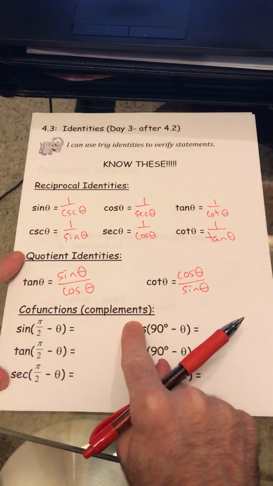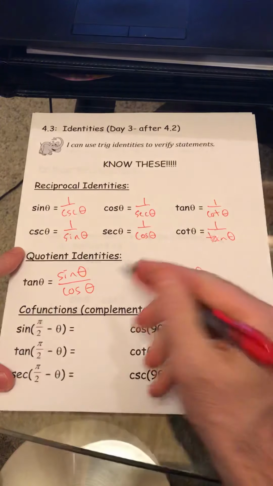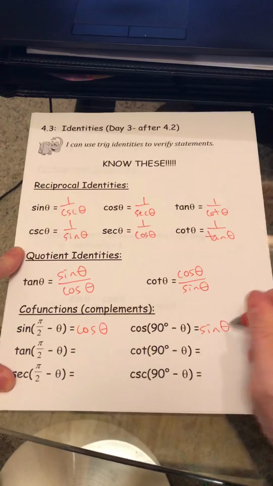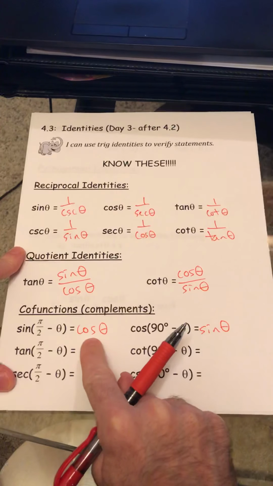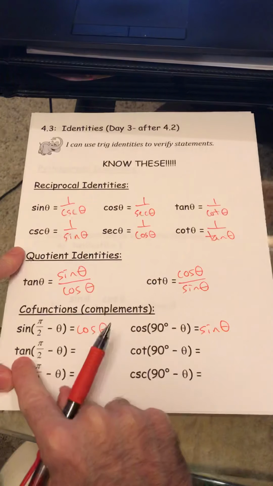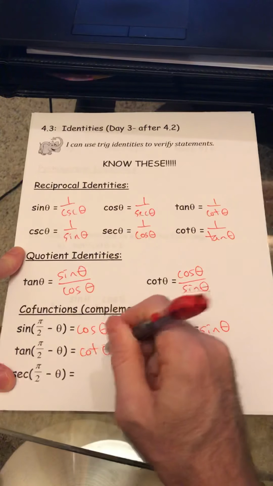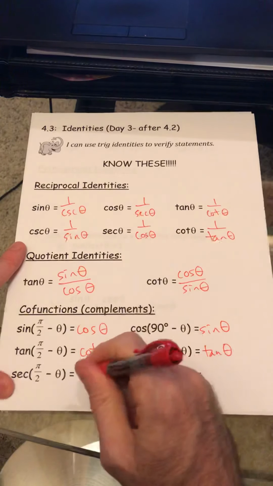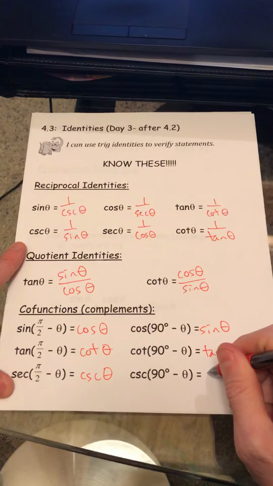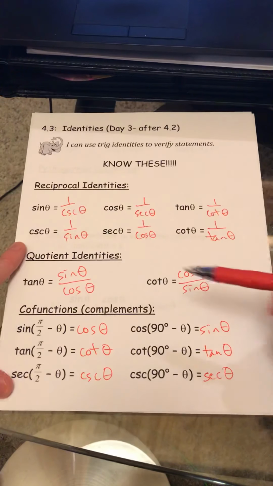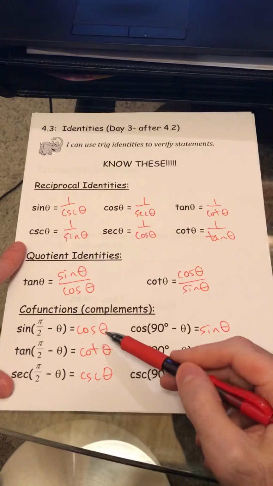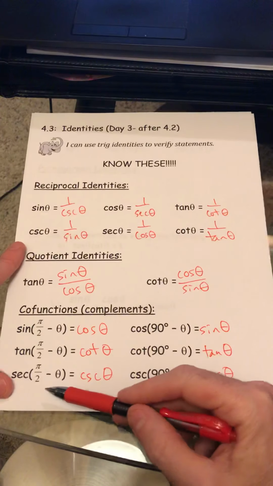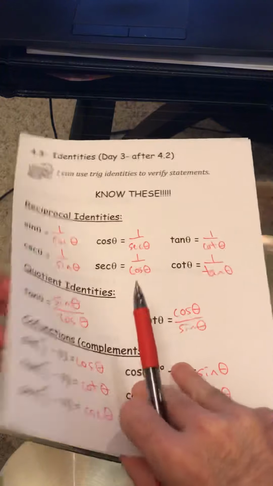Your cofunctions or complements. Again, sine's complement is cosine. Cosine's complement is sine. And I know when we gave you these back in, I think, 4.1, remember that pi over 2 and 90 can be used interchangeably. Tangent's complement is cotangent. Cotangent's complement is tangent. And then secant and cosecant. So, again, how these work: the sine of 60 equals the cosine of 30. The tangent of 60 would equal the cotangent of 30. The secant of 60 would equal the cosecant of 30.